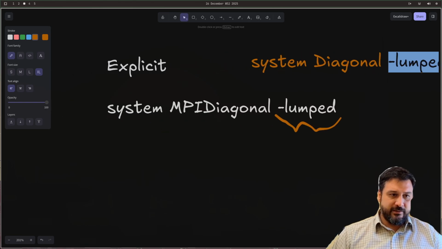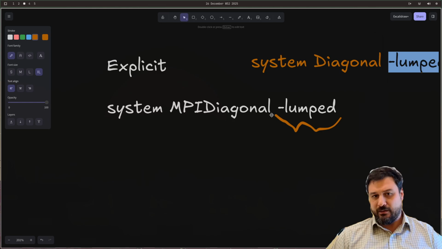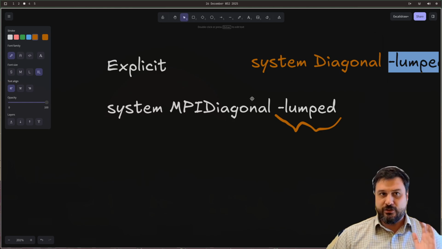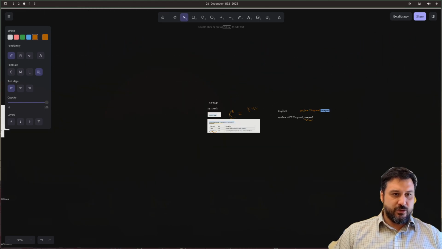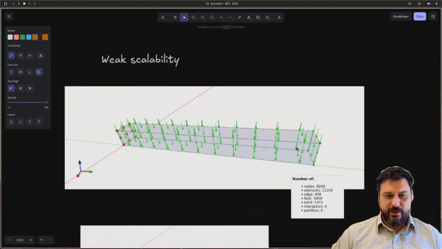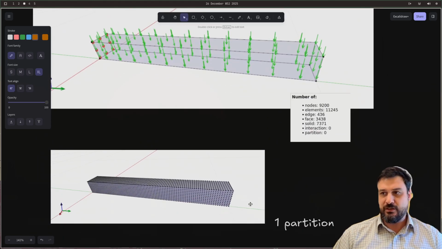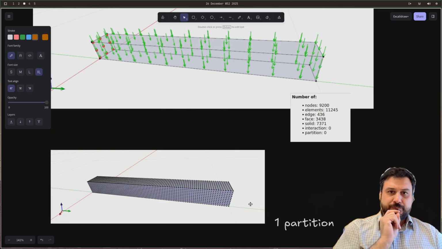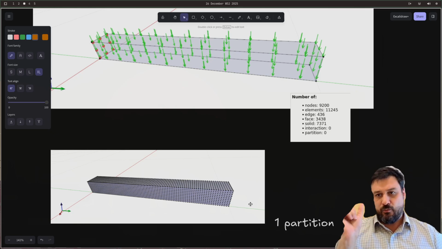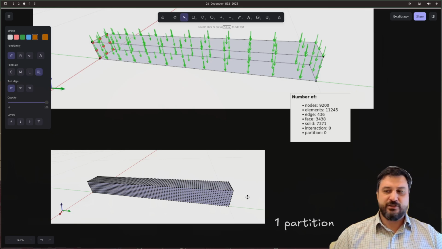And I recently added that option for the MPI diagonal solver, which is the one that we need to go big, to go huge, to go parallel. Okay, so that's the idea. So what's the weak scalability study? We run this with one partition on one processor, and we look at the time it takes with the Newmark method and with the explicit difference method.